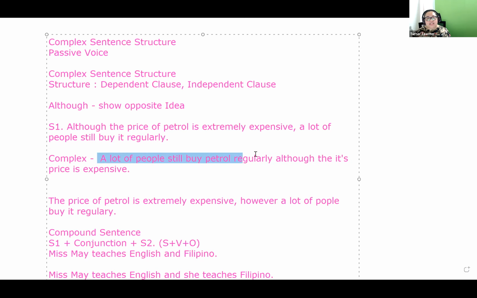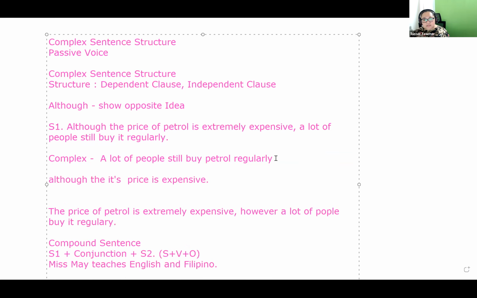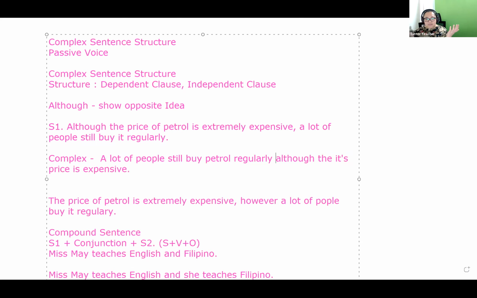But if the sentence is separated, 'although its price is expensive', what does it mean? It's not complete. Although its price is expensive, so what? I don't understand that sentence. So you can't separate this sentence and still have it make meaning. So although the price of petrol is extremely expensive, a lot of people still buy it regularly. That one, together, is complex. Together they make sense. But if it's just that one part, it won't make sense.